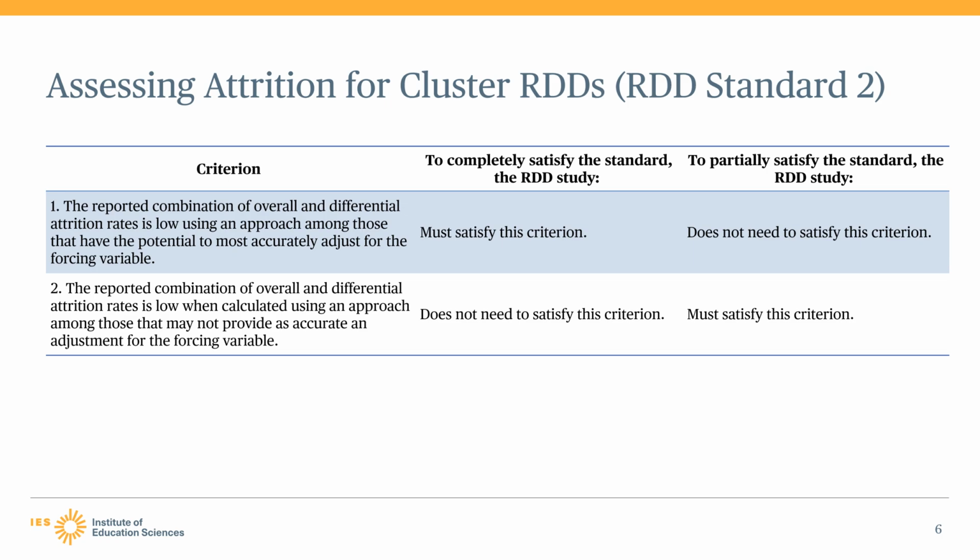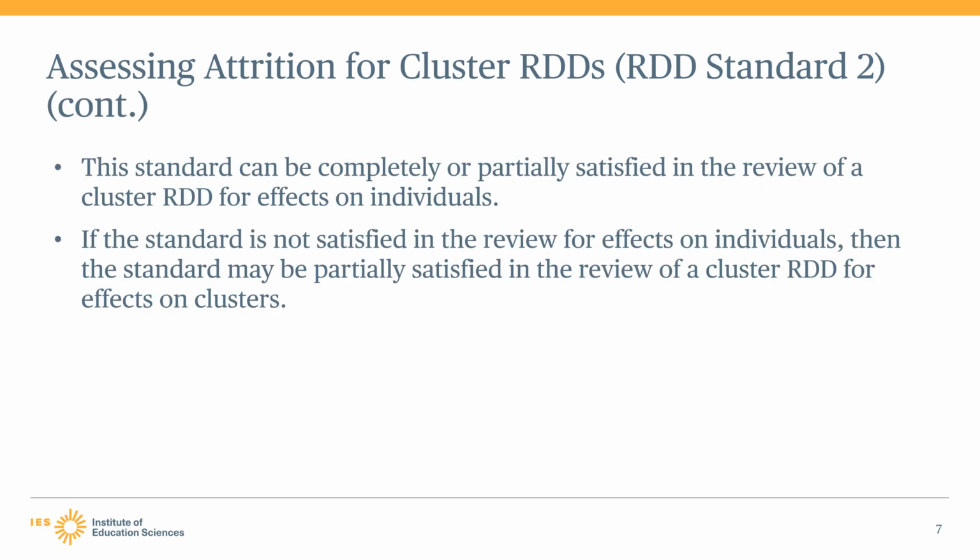Recall that the WWC's second RDD standard focuses on sample attrition and includes 2 criteria depending on what approach is used to calculate attrition. When applying the attrition standard to cluster assignment regression discontinuity designs, the standard can be completely or partially satisfied in a review of effects on individuals. If the attrition standard is not satisfied in the review for effects on individuals, then it may be partially but not completely satisfied in a review of the study for effects on clusters.